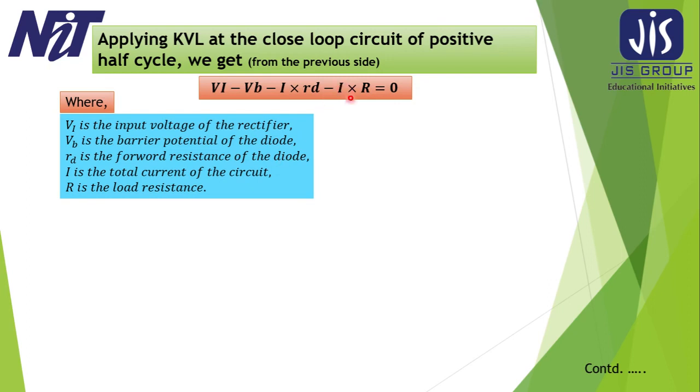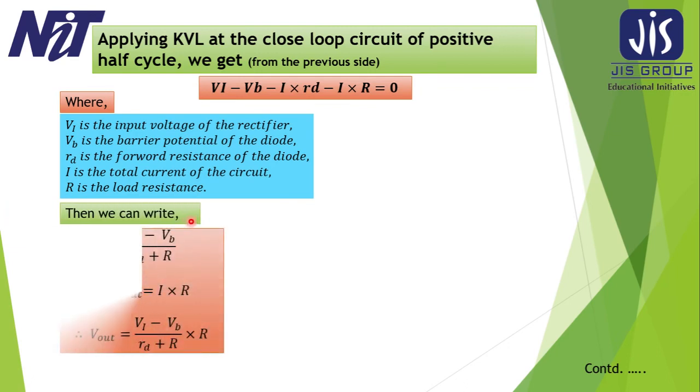And this IR is nothing but the voltage across load RL. I is the total current of the circuit, and R is the load resistance, as I told you already. So then we can write V out is equal to (V input minus VB) divided by (RD plus R), into R.